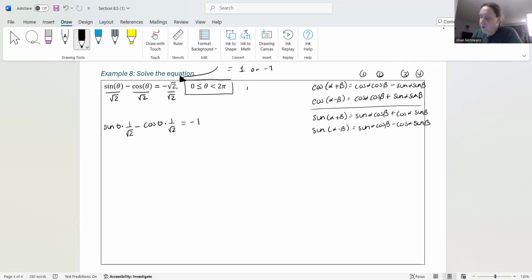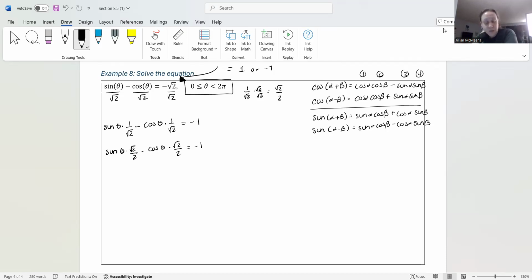So I know that if I have 1 over root 2, I need to rationalize it. So I multiply by some weird form of 1, which ends up being root 2 over root 2. That's my weird form of 1. And when I multiply, I get root 2 over 2. So I'm going to rewrite this again as sine of theta times root 2 over 2 minus cosine of theta times root 2 over 2. And that equals negative 1. We're going to like that root 2 over 2 in just a bit.